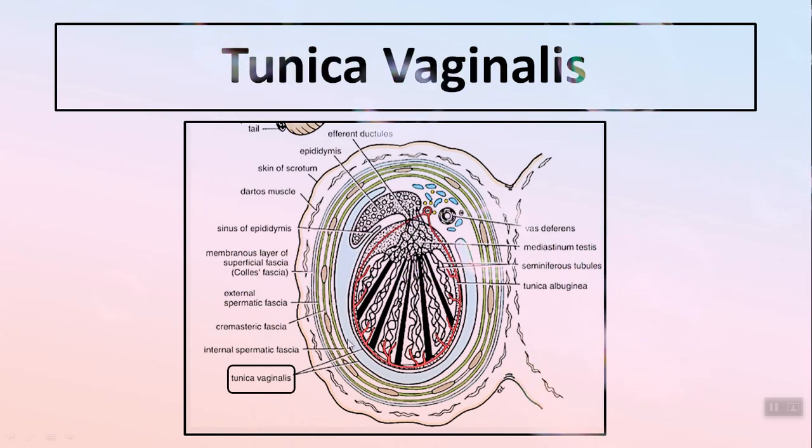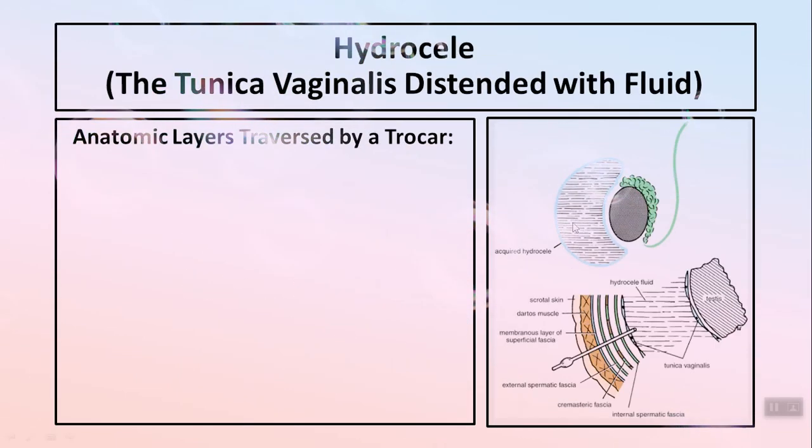This is the tunica vaginalis, as we said before. It has a parietal layer and a visceral layer, and here we have a cavity in between. If this cavity of the tunica vaginalis contains fluid, we will call it hydrocele. So hydrocele means that the tunica vaginalis is distended or filled with fluid. We need to drain this fluid.